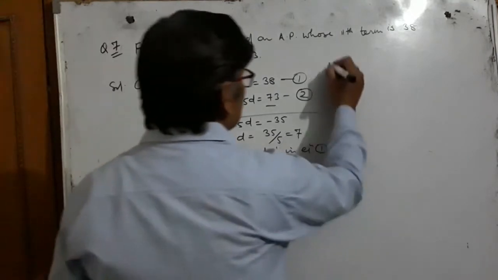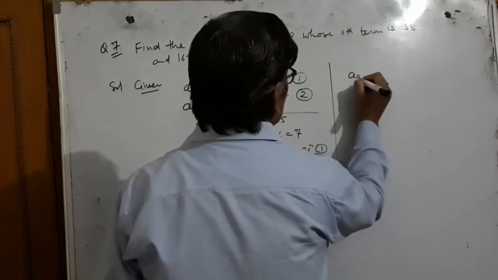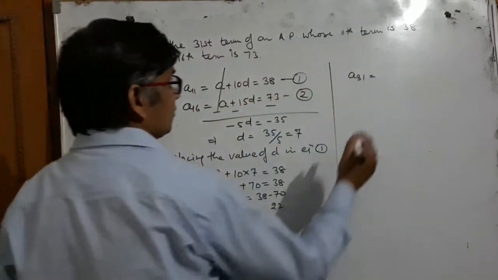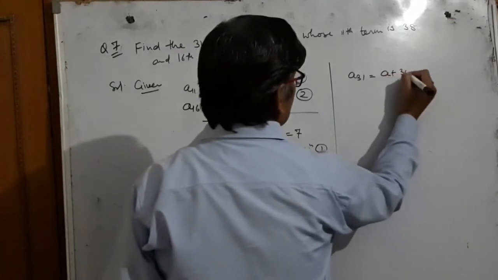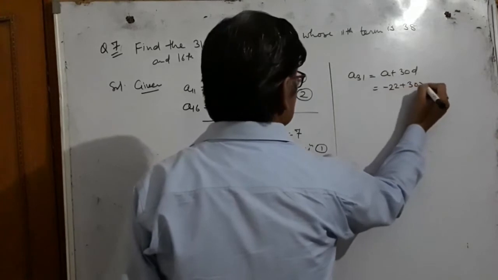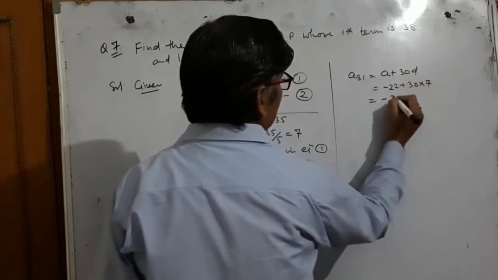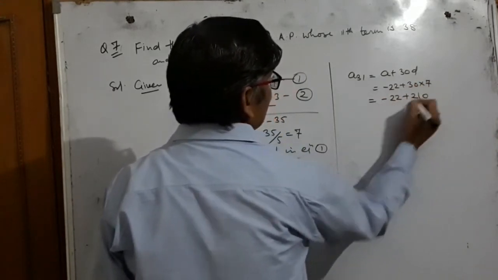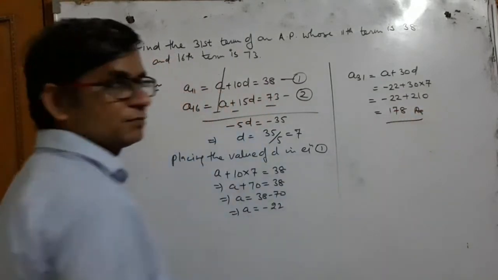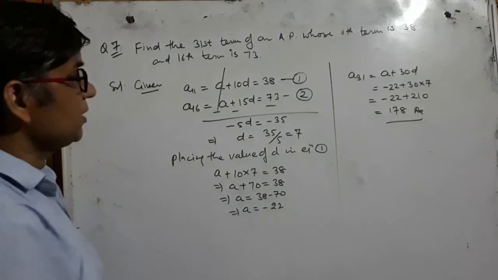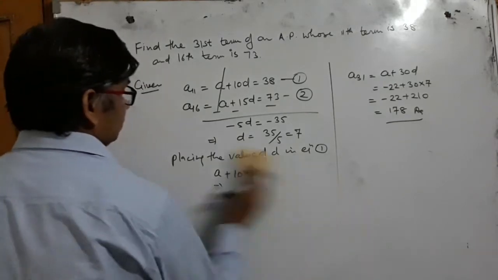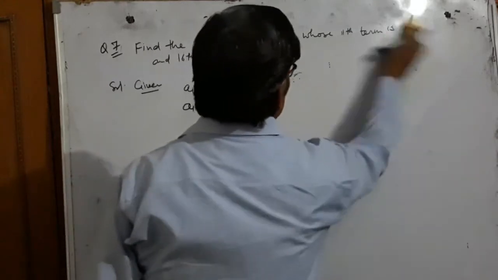So a73, sorry, a31. We have to find the 31st term. So a31 equals a plus 30d. So a is minus 32 and d is 7. So minus 32 plus 210, that is 178. So its 31st term is 178. Now question number 8.